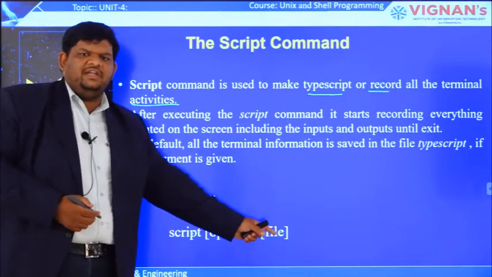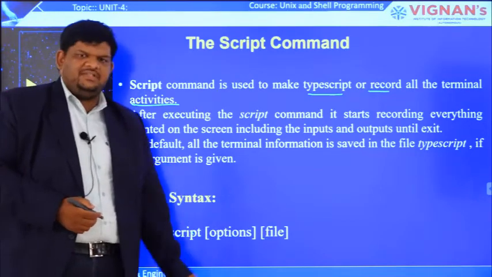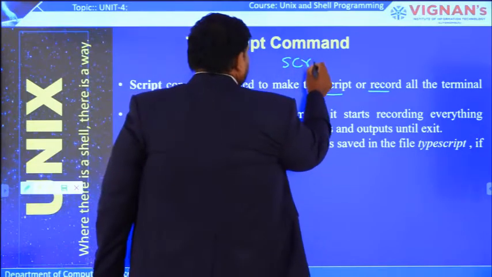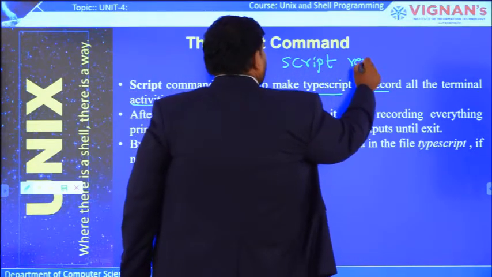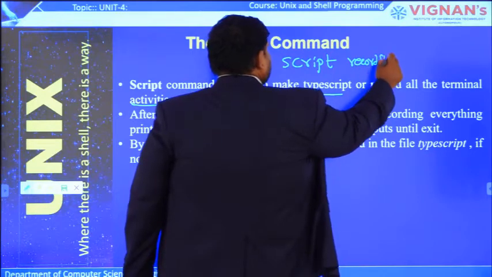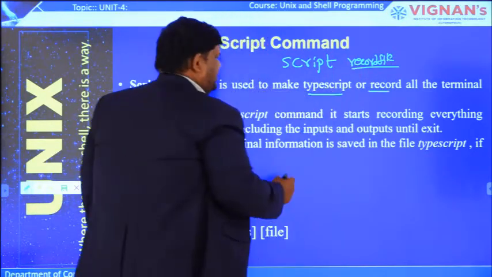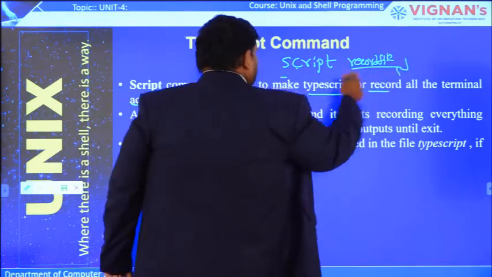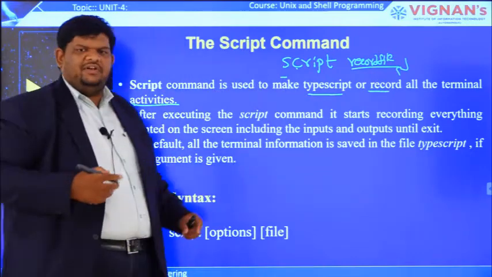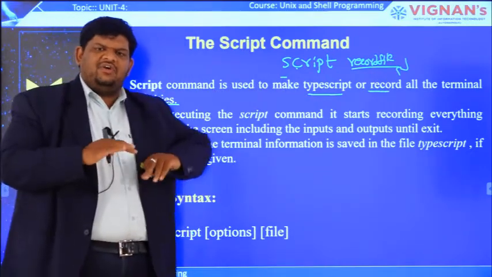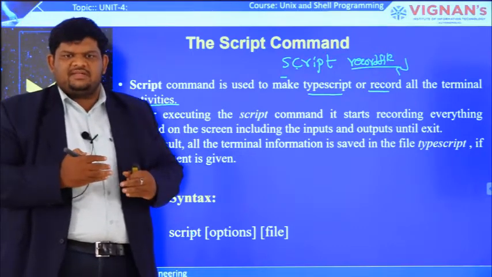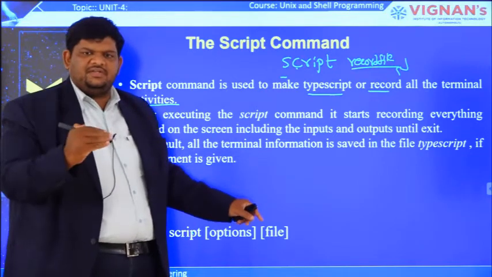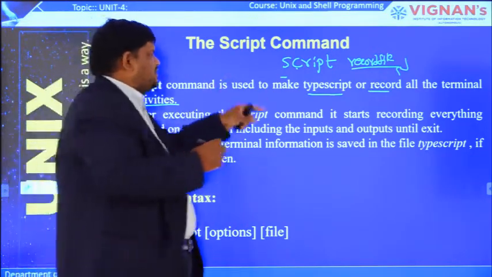Why do we provide a file name? For example, I am writing like this: script space record file. This is the syntax, and record file is the file name. After providing script space record file and pressing enter, recording will start. It records the entire session, whatever activities we are doing on the screen. After providing exit, that means when we stop the recording session, that entire part is stored in this file.